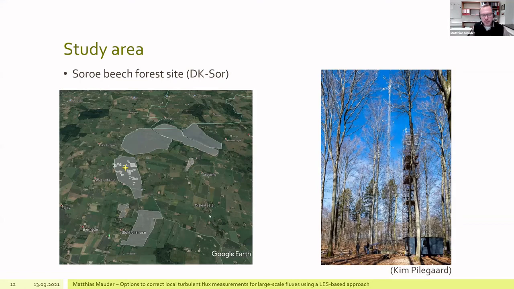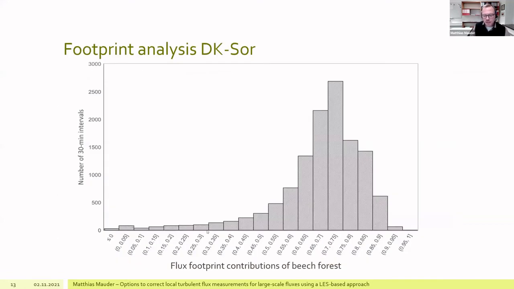We also did a footprint analysis for this site in Denmark, because if you look at energy balance closure, you have to make sure that the footprint is more or less homogeneous. Otherwise, it doesn't make sense to compare available energy that's measured locally with the eddy covariance flux. So this is the probability distribution, and we see that for really most of the cases, we have more than 70% of the flux coming from that beech ecosystem.